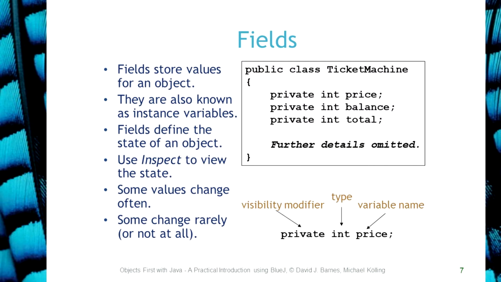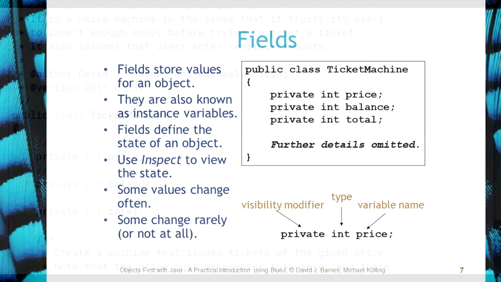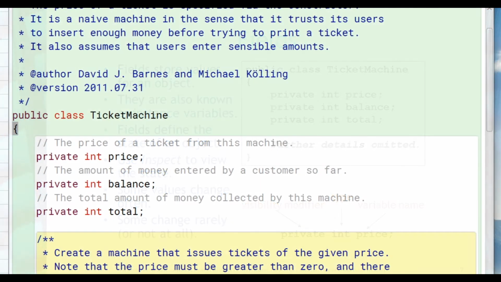So, fields store data persistently within an object. The TicketMachine class has three fields: price, balance, and total. Fields are also known as instance variables, because the word variable is used as a general term for things that store data in a program. We have defined the fields right at the start of the class definition.